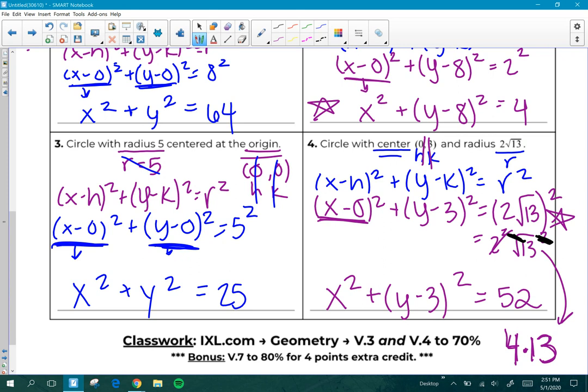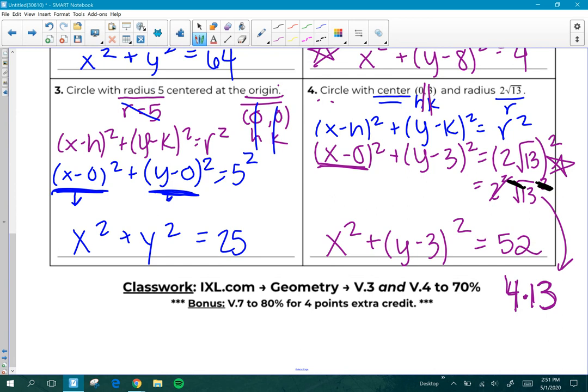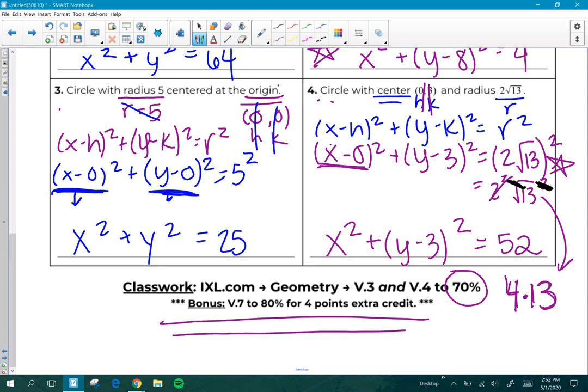They do want it as simplified as possible. So that's probably the hardest part of these IXLs, and that would only come in when you're given the properties. So since it's a little bit tedious, I do want you to complete V3, which is all the graphing questions, and V4, which is all the property questions, like 3 and 4, to 70%. But I also have V7 listed here. If you complete that to 80%, you can get 4 points extra credit.